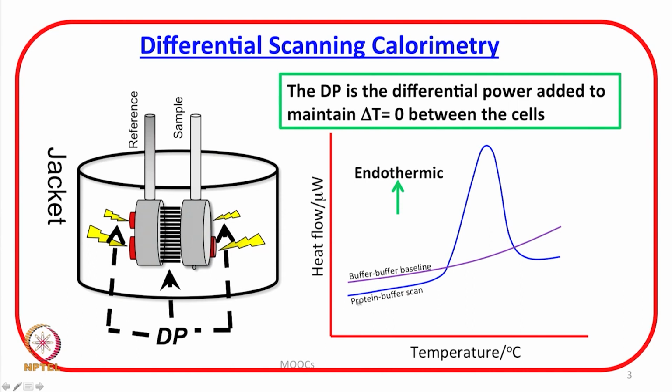What you have initially here is the protein. Let us say this temperature is about 25 degrees centigrade. At 25 degrees centigrade, let us assume that the protein is in the native conformation. And when you start heating it, initially you see ideally the dP should be 0. Let me explain it over here.